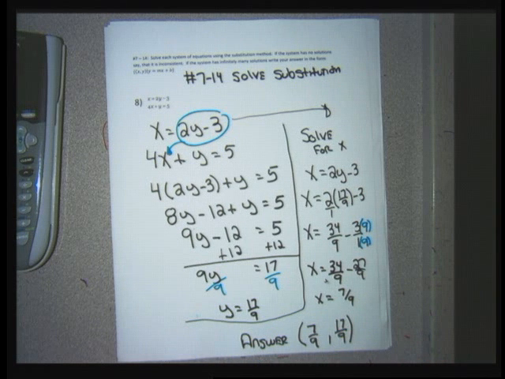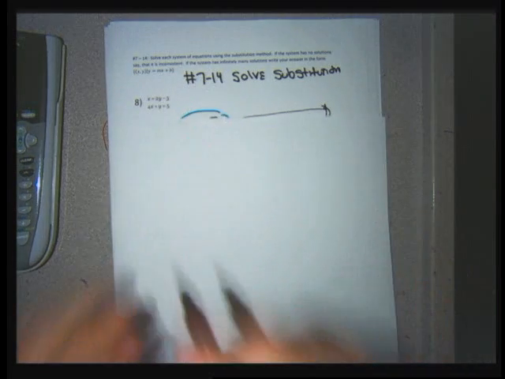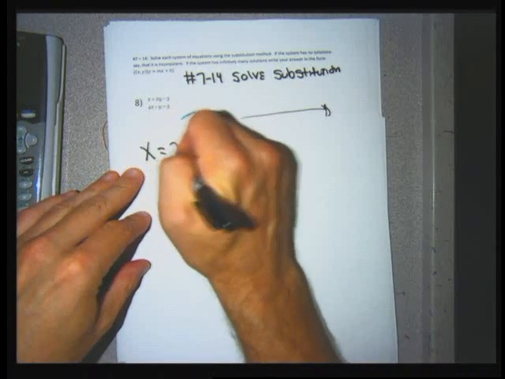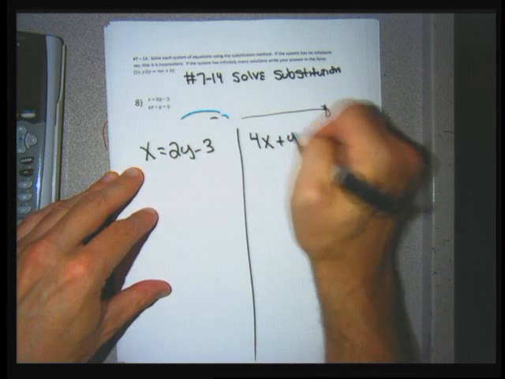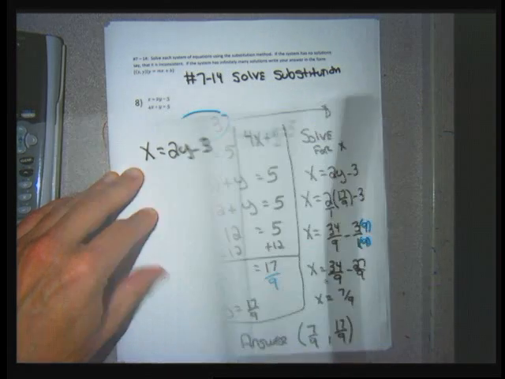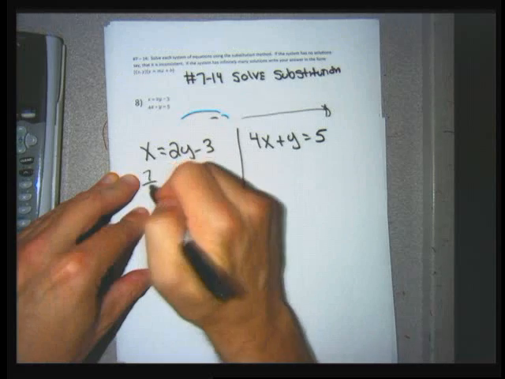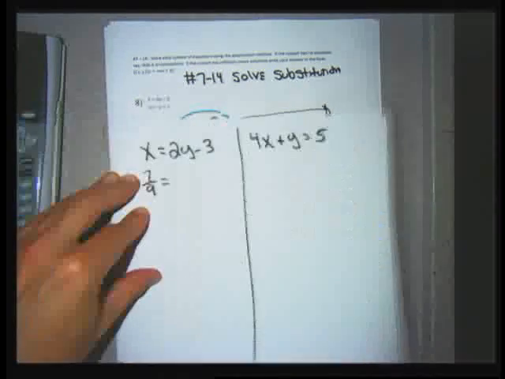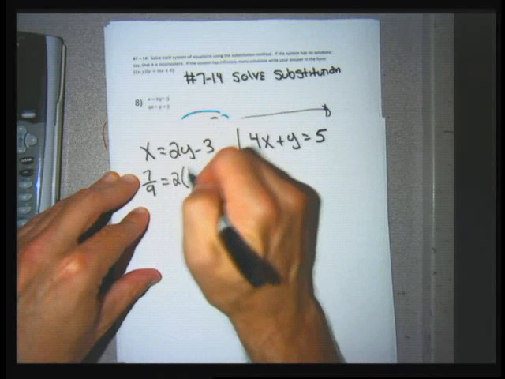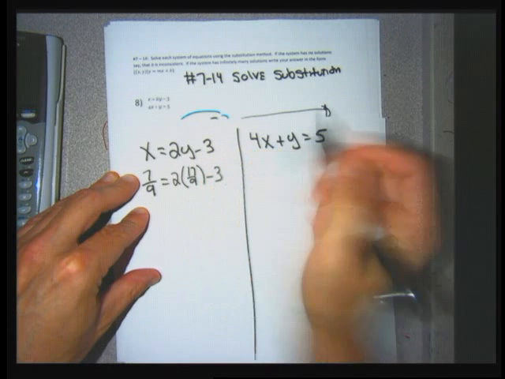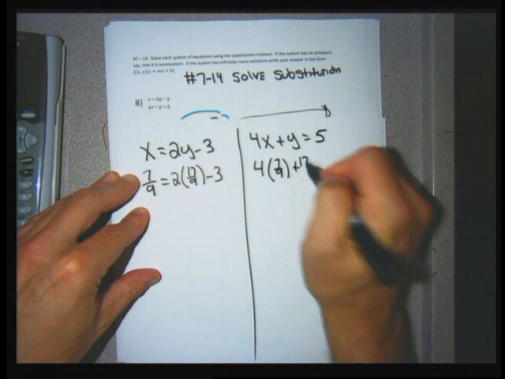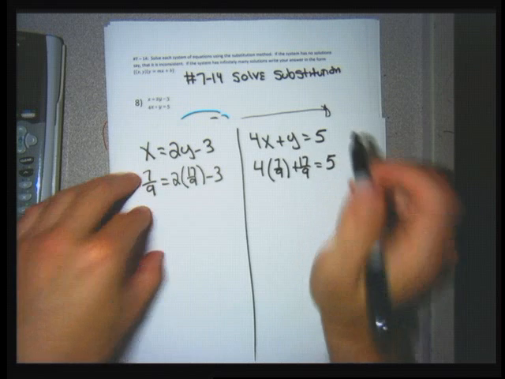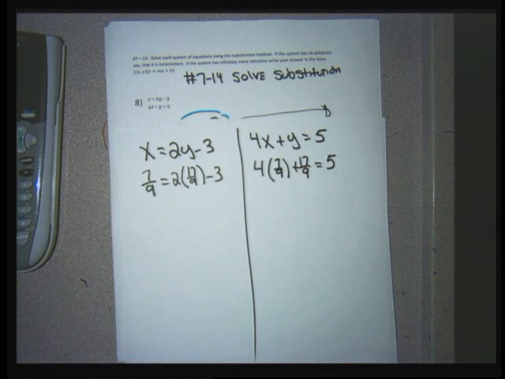I'm troubled because I didn't expect to get a fraction for the very first answer, so I'm going to check. Very specifically, how do I check to see my answer is right? I have two equations, x equals 2y minus 3, and 4x plus y equals 5. To check, I should be able to plug 7 over 9 in for x and 17 over 9 in for y into both equations. And it's only a solution if both of them come out to be true equations.